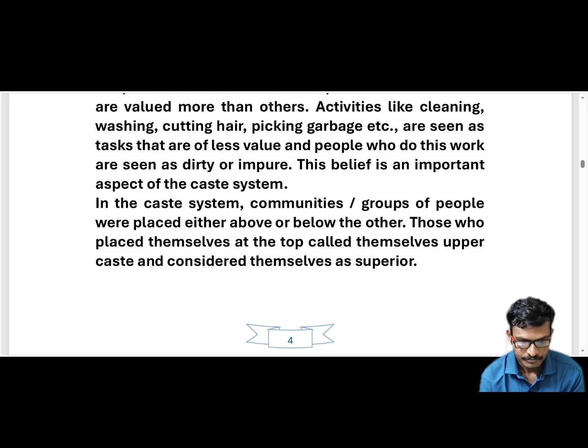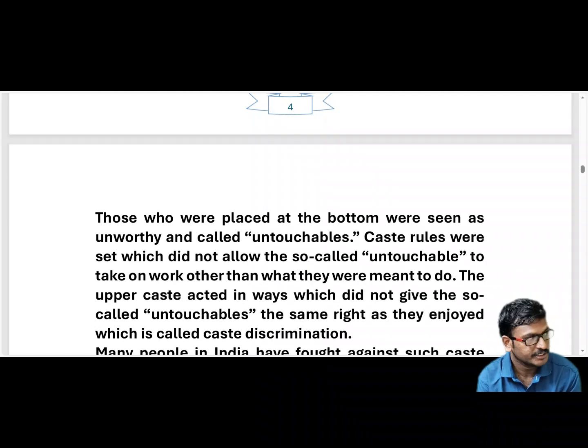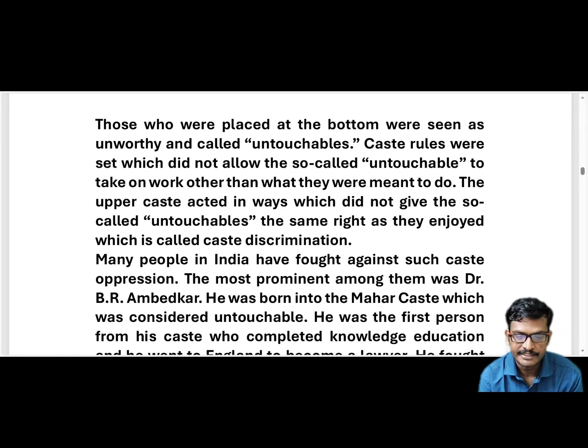And many people in India have fought against such caste oppression. This kind of discrimination was opposed by many prominent persons. For example, Ambedkar, Baba Saheb Ambedkar. He was born into the Mahar caste, which was considered untouchable.